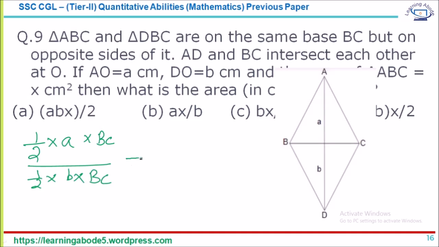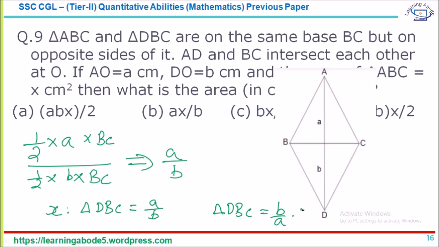Okay, so which is actually leading us to the ratio of A is to B. The area is the ratio of A is to B, right? So now the area of the first triangle, triangle ABC, is given as X. So we can write X is to the area of triangle DBC is equal to A by B, right? Now what we want is the area of triangle DBC. Triangle DBC, we can write it as B by A into X.